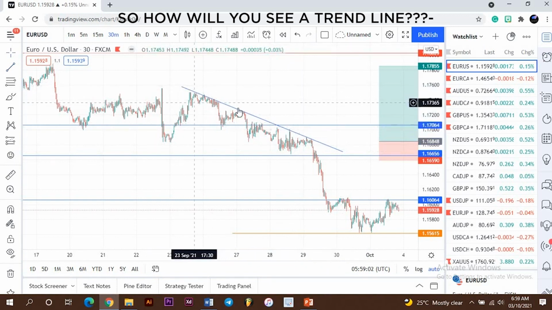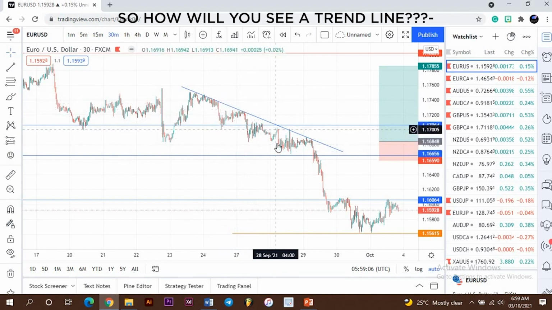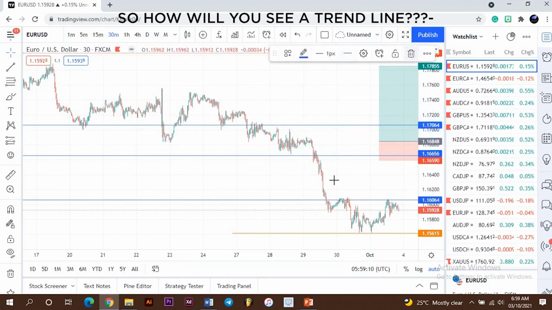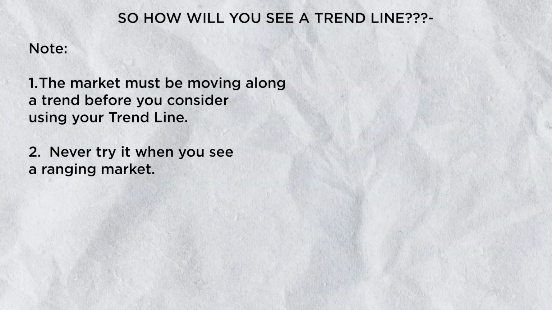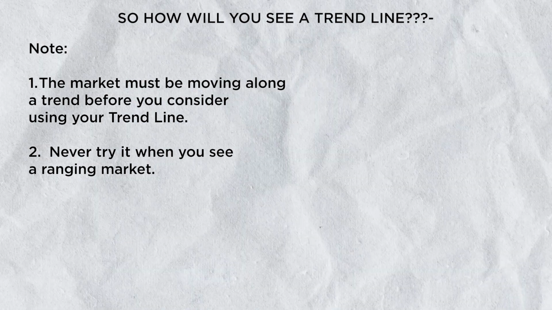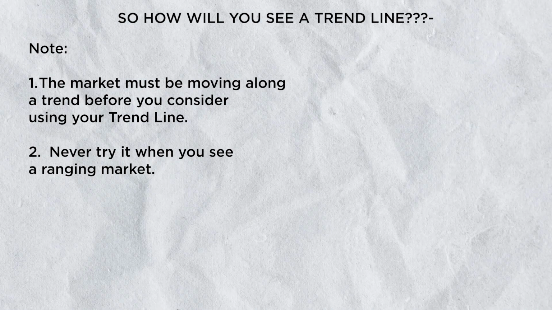As you can see, if you want to trade with this, you just sell when it gets to the trend line, sell again, and sell. So this is how the trend line is supposed to look. Note, the market must be moving along a trend before you consider using your trend line. Never try it when you see a ranging market.